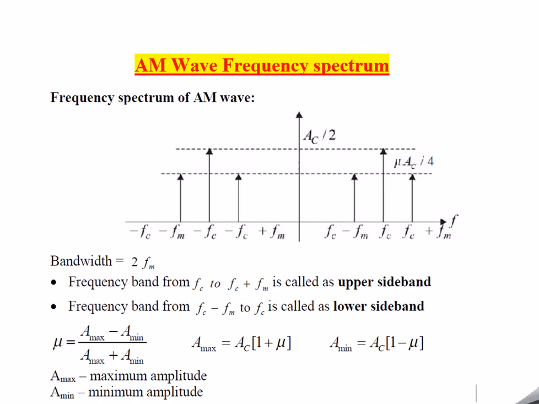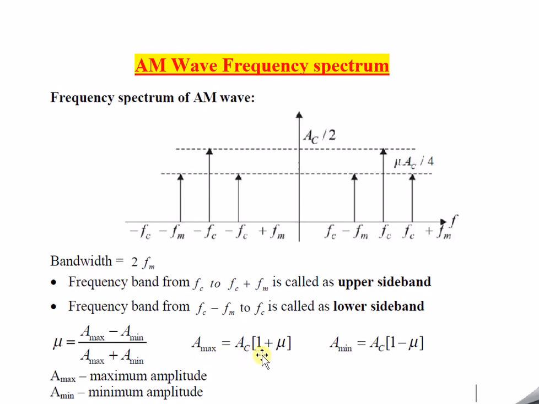So the formula for calculating mu is A max minus A minimum by A max plus A minimum, meaning whatever maximum amplitude is there and whatever minimum amplitude is there, we have to substitute here. The maximum and minimum amplitude will be clearly given while solving the problems. If not, a diagram of a signal will be given through which you can analyze the maximum and minimum amplitude the signal can take. Based on that, you can substitute in this equation and get the value of mu, the modulation index.